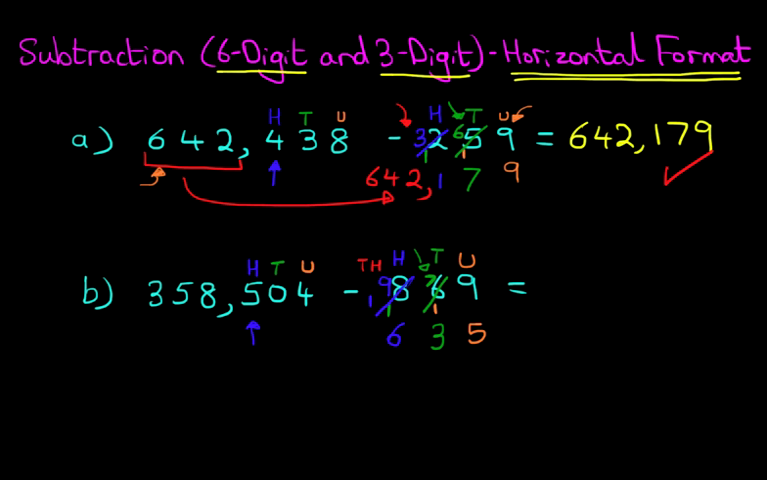We now move to the thousands. We've got 1,000 that we've carried over. And we need to get to 8. So what number added to 1 is going to give us 8? The answer is 7.